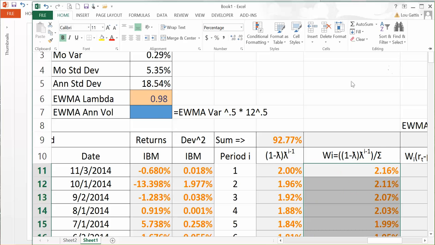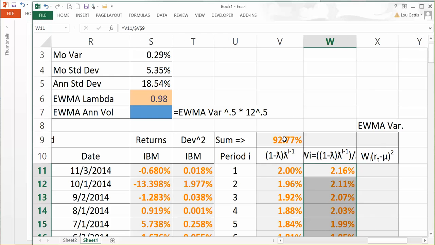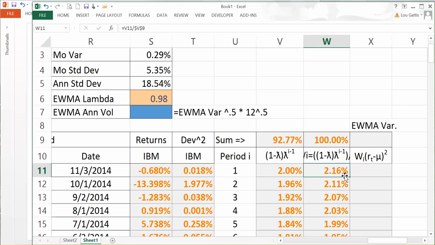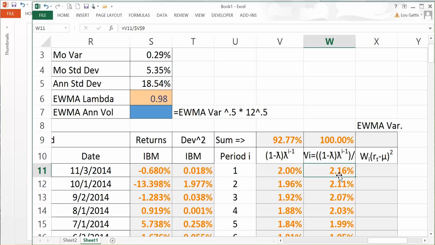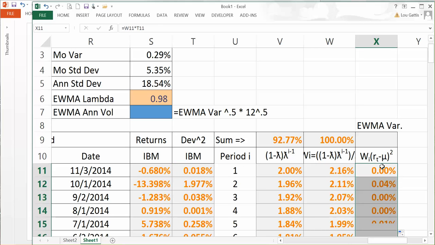And now I have a set of weights which add up to 100% and decrease in an exponential way. These are going to be my weights that I apply to the square deviations. So I'll take each weight times each square deviation. Now if I take the sum of each weight times each square deviation, the sum is going to be my EWM variance.